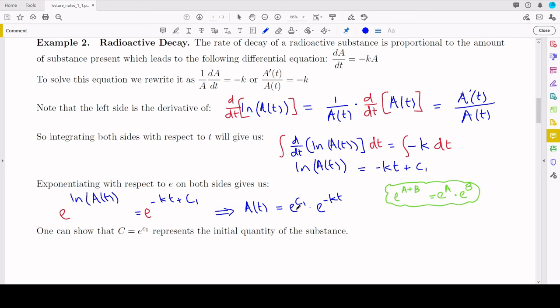Now, e to the power c1 is a constant again, and one can show that that constant represents the initial quantity of the substance. So if we want to write down the general solution to our differential equation, we get A of t equals A naught times e to the power negative kt, and A naught here is the initial amount.